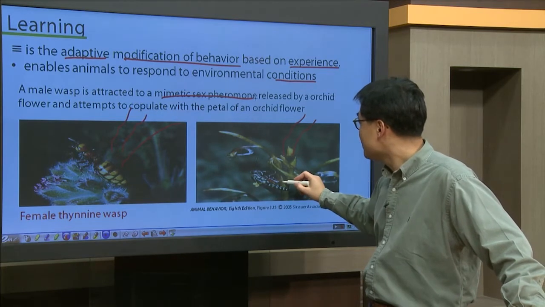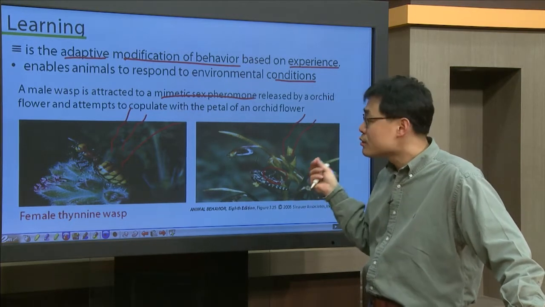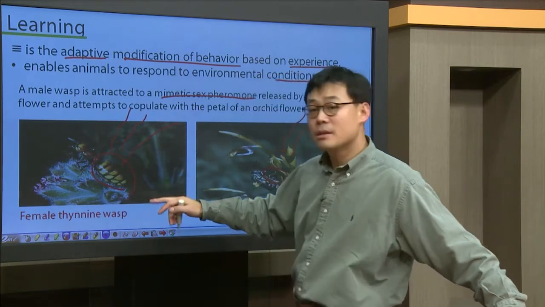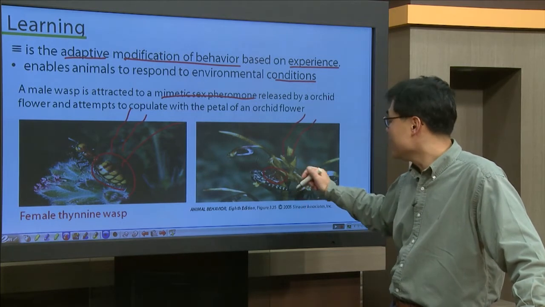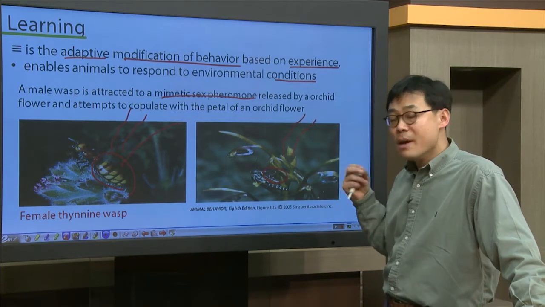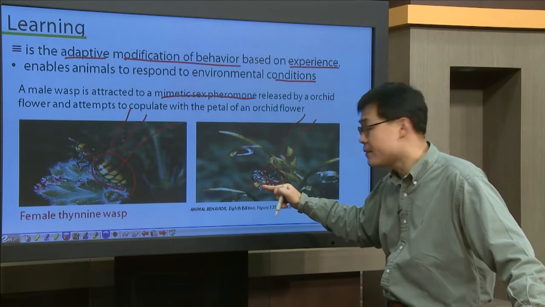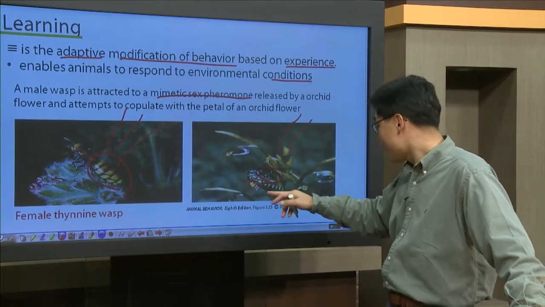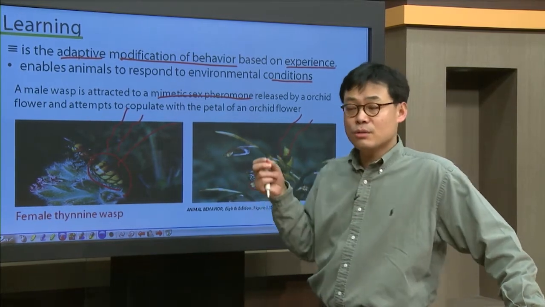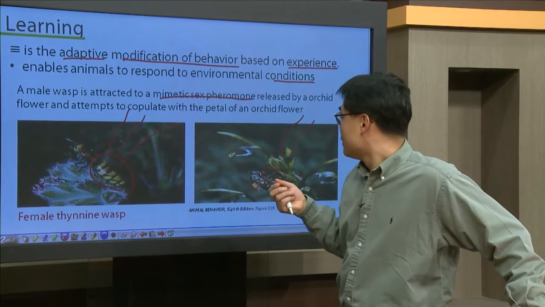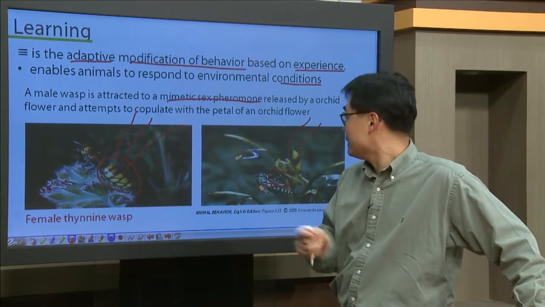He lands right here, and you see this structure. This structure looks just like the female abdomen of this wasp. So this male is now landing on this petal, the petal of this orchid, and trying to mate with it. While doing this, the pollen, the yellow stuff here, touches the back of the wasp, so that when this wasp visits another flower, trying to mate with it, the pollen can pollinate that flower.